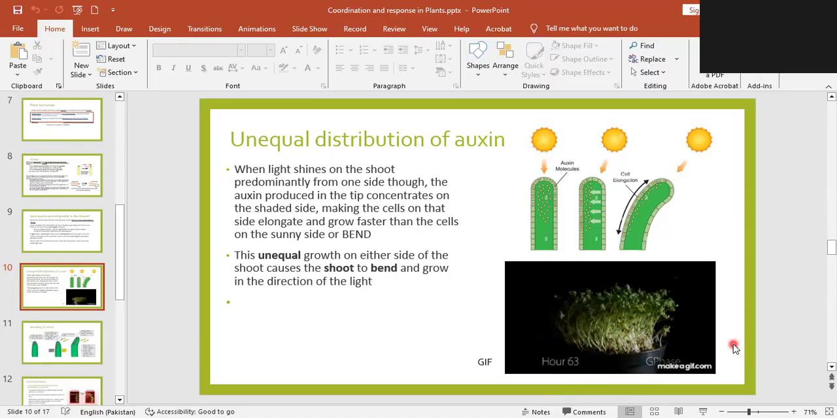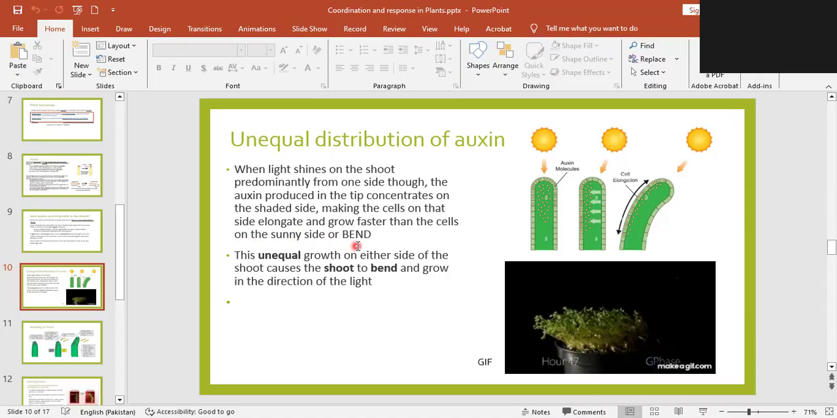So this auxin is actually positively phototropic, right? It allows the plant to grow towards the sunlight. And it's negatively gravitropic, of course, okay, which we have discussed in our earlier part. So if we read these points: when light shines on the shoot predominantly from one side, the auxin produced in the tip concentrates on the shaded area. You know that auxin works in the shaded area, making the cells on that side elongate and grow faster than the cells on the sunny side, or bend.